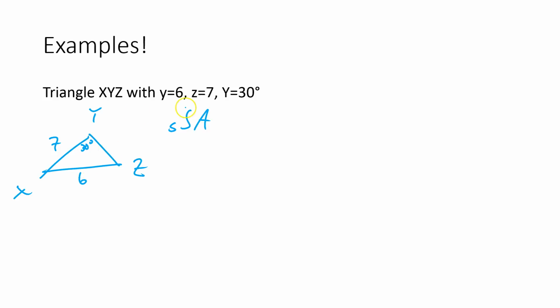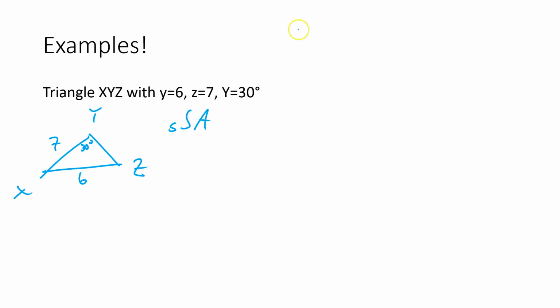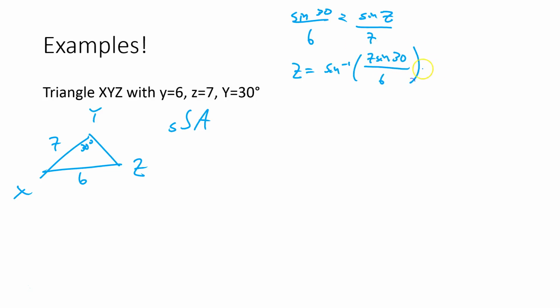So we're going to try law of sines because that is the first thing to do in our flow map here. Let's go ahead and give that a shot. So we'd have sine of 30 divided by 6 is equal to sine of Z divided by 7. Cross multiply, or just multiply by 7 here. So Z is going to end up being sine inverse of 7 sine 30 divided by 6.